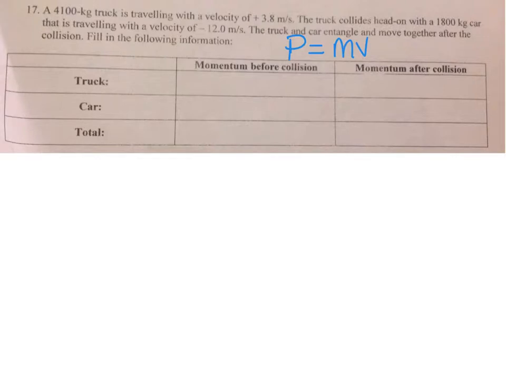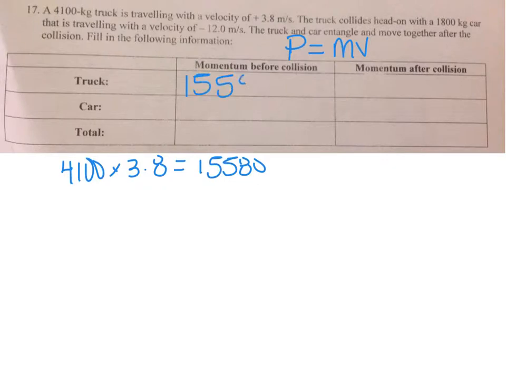So first up we have the momentum before the collision occurs. You're simply going to take the mass of each car and multiply it by the velocity that it's going. So for the truck, it has a mass of 4,100, and it's going a positive 3.8 meters per second. When you multiply that out, you're going to get 15,580. So we're going to go ahead and copy that up into the chart. And then our units for momentum is kilograms times meter per second.